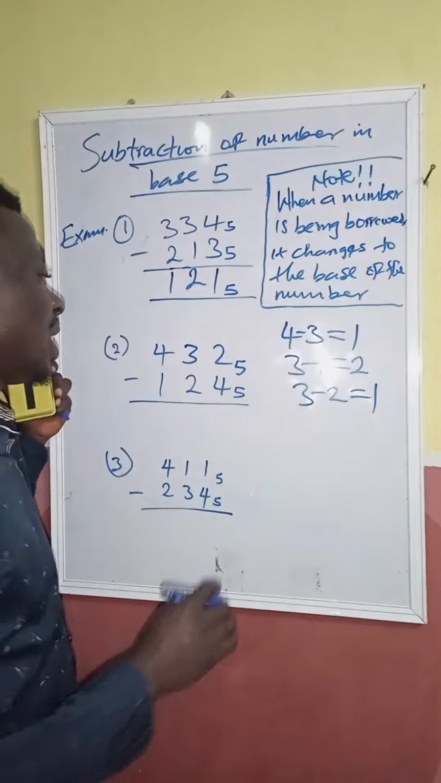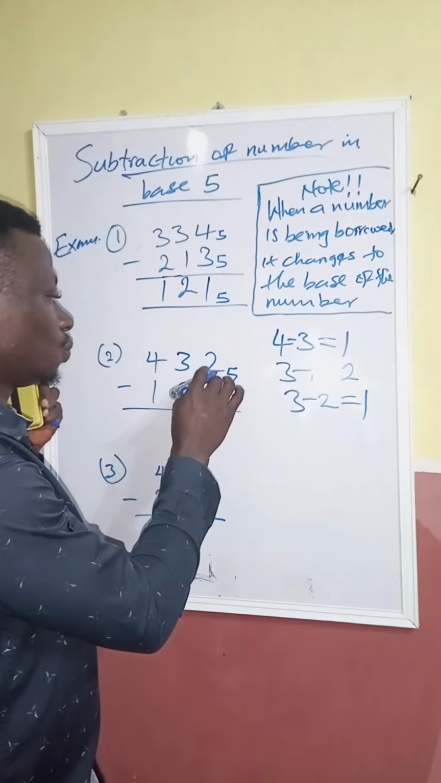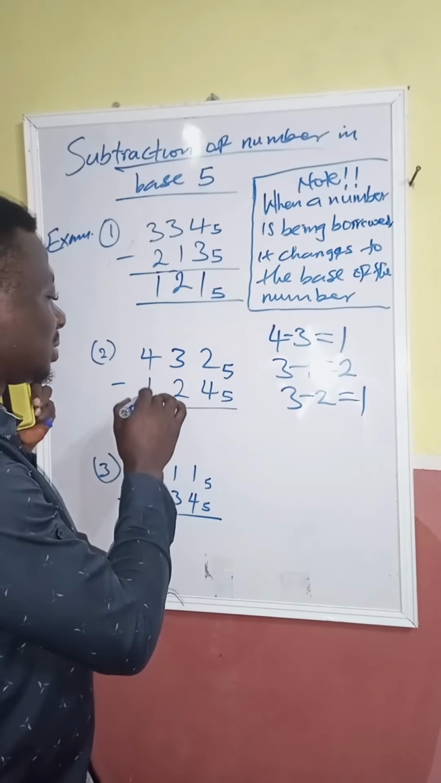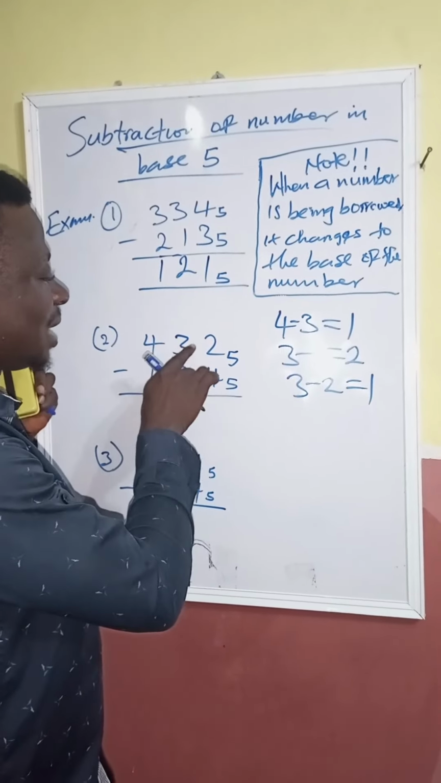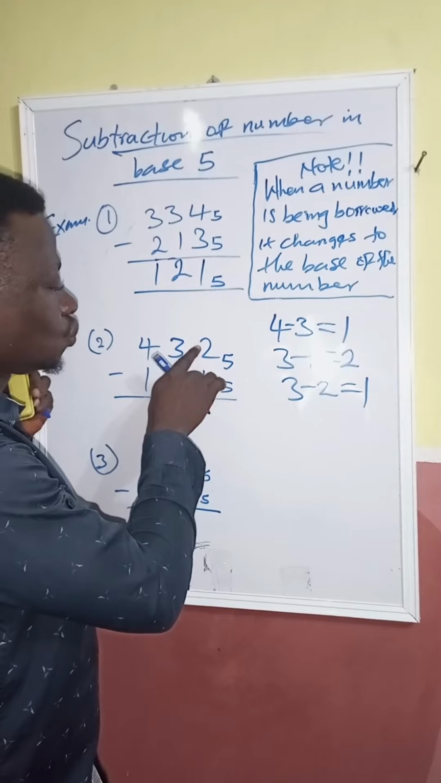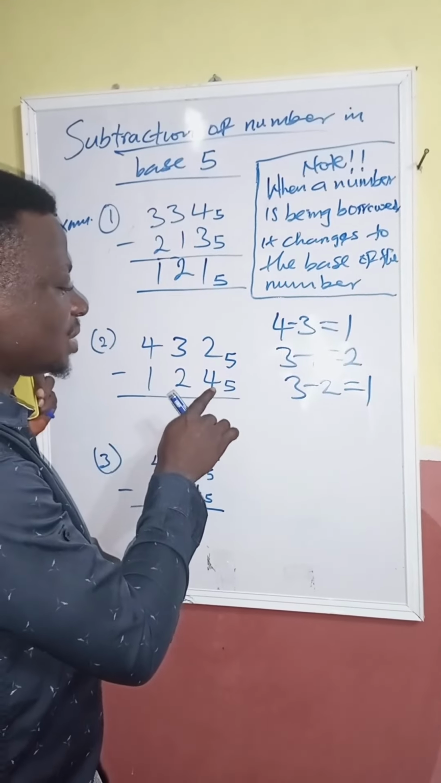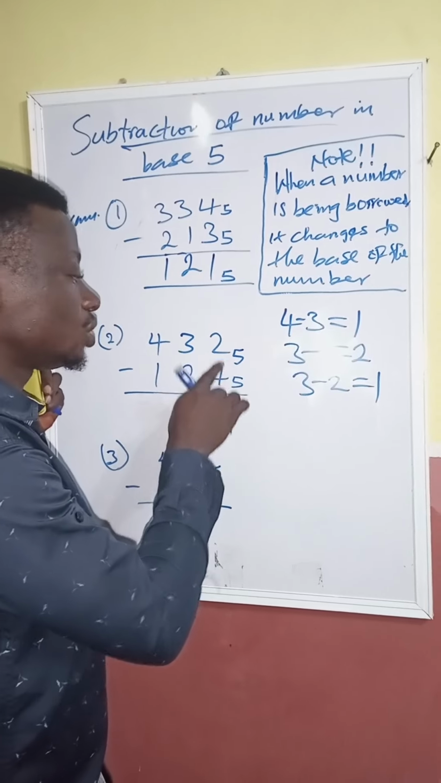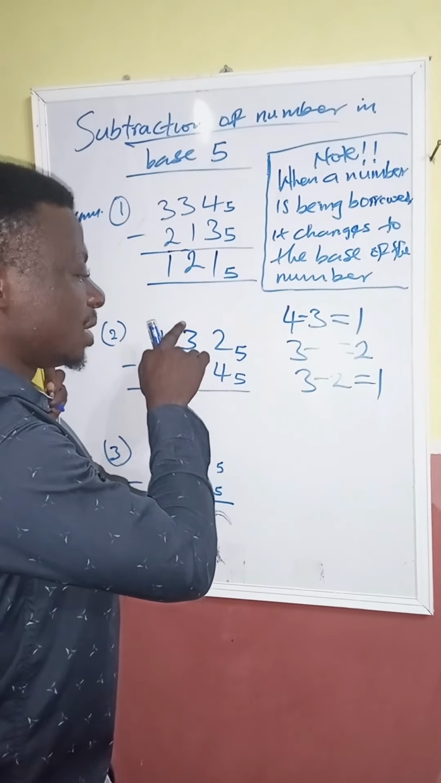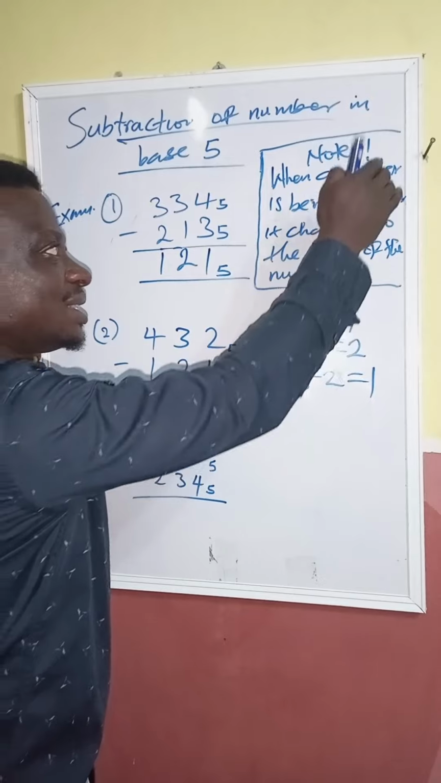The second question, we are having 432 in base 5 and 124 in base 5. If you look at this, you see that this one is 2 minus 4. It is not possible for you to minus 4 from 2. All you need to do is just to borrow 1 from here to this place.